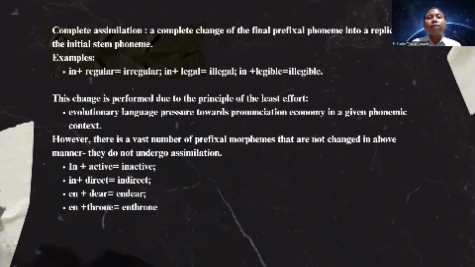However, there is a vast number of prefixal morphemes that are not changed in the above manner, and they do not undergo assimilation, like in the examples below. The prefix in with the word active becomes inactive, the prefix in with the word direct becomes indirect, the prefix en with the word dear becomes endear, and the prefix en with the word throne becomes enthroned.